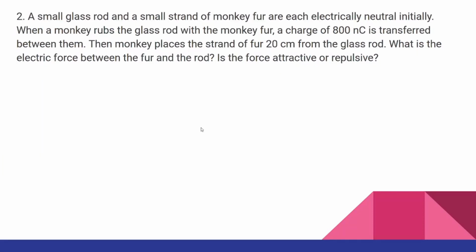For the next question, a small glass rod and a small strand of monkey fur are each electrically neutral initially. When a monkey rubs the glass rod with the monkey fur, a charge of 800 nanocoulombs is transferred between them. The monkey places the strand of fur 20 centimeters from the glass rod. What is the electric force between the fur and the rod? Is this force attractive or repulsive? Go ahead and pause this video and try to solve it for yourself. And afterwards, I will work through it step by step to show you a proper way of addressing this problem.